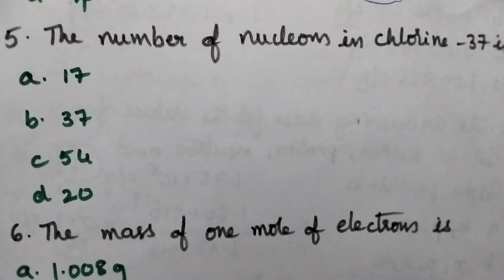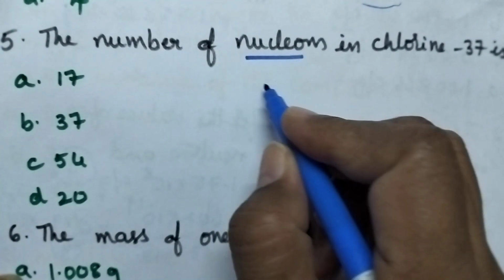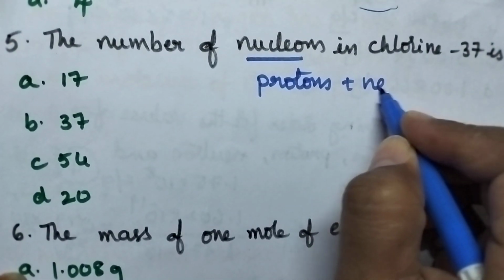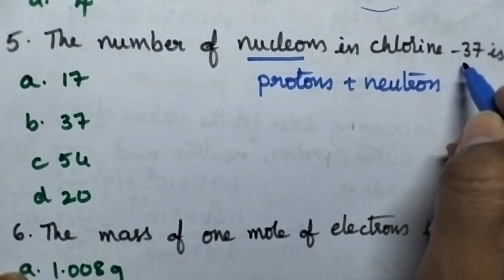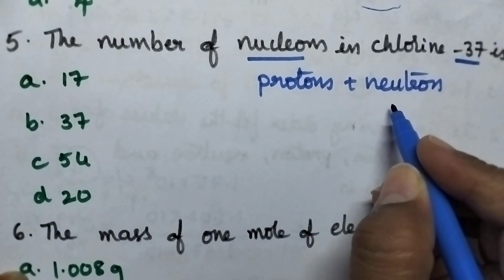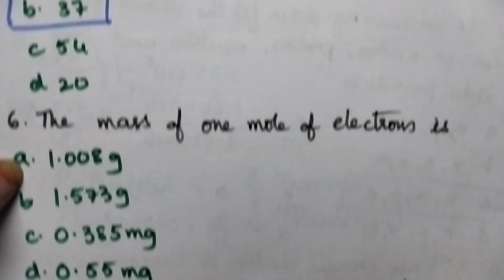The number of nucleons present in chlorine-37. Nucleons means both protons and neutrons. So chlorine-37 means the mass number, which represents both protons and neutrons. So option B, 37, is the right answer.